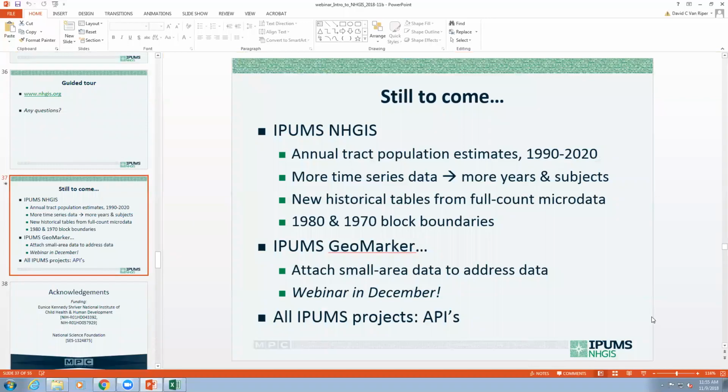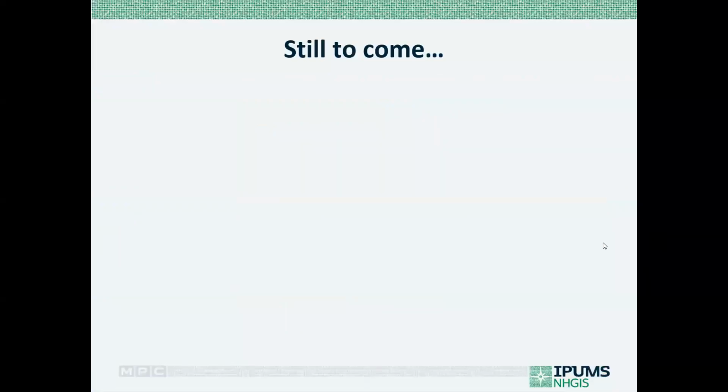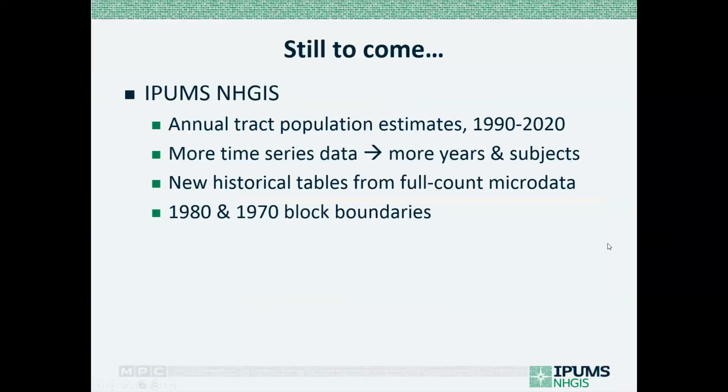Okay. So I wanted to highlight some of the things that we do not yet have on our site that we are planning to add. Within the next year, we're hoping to start adding annual tract population estimates from 1990 through 2020. Of course, not through 2020.